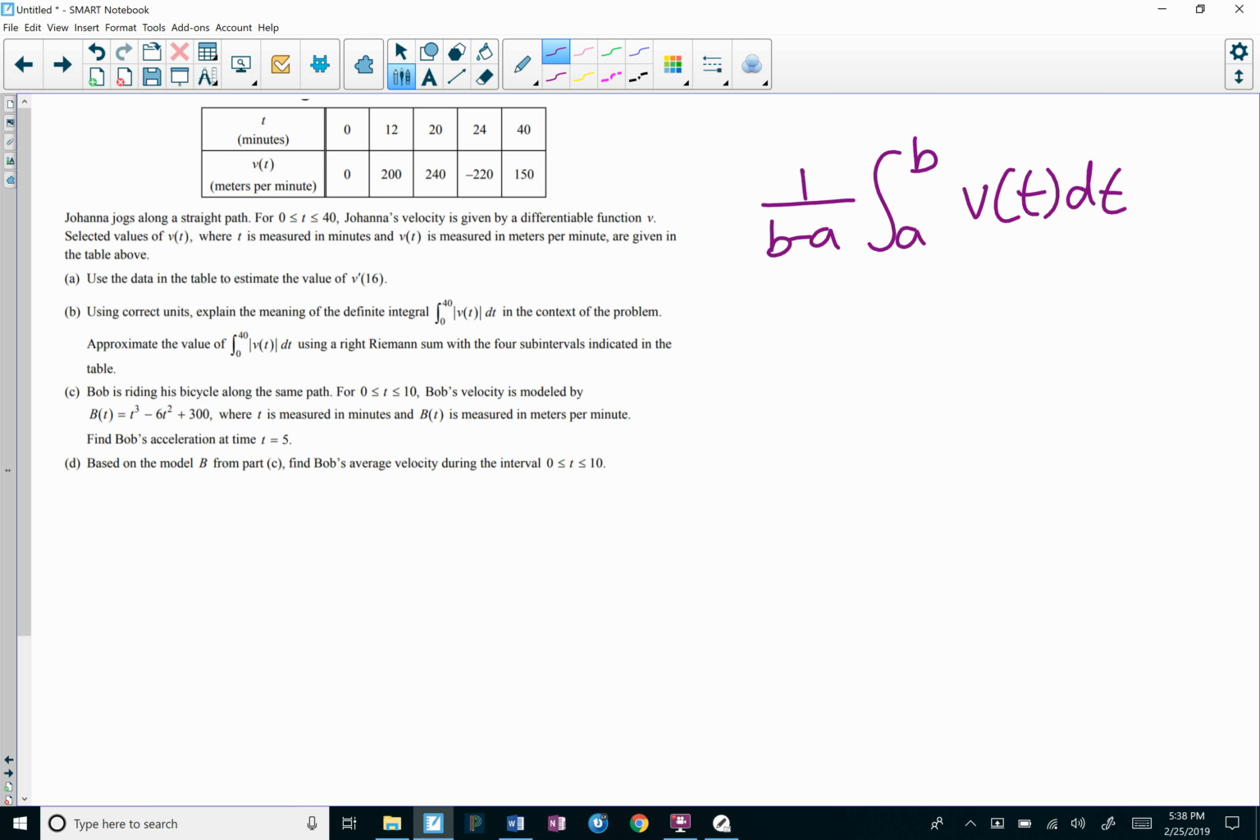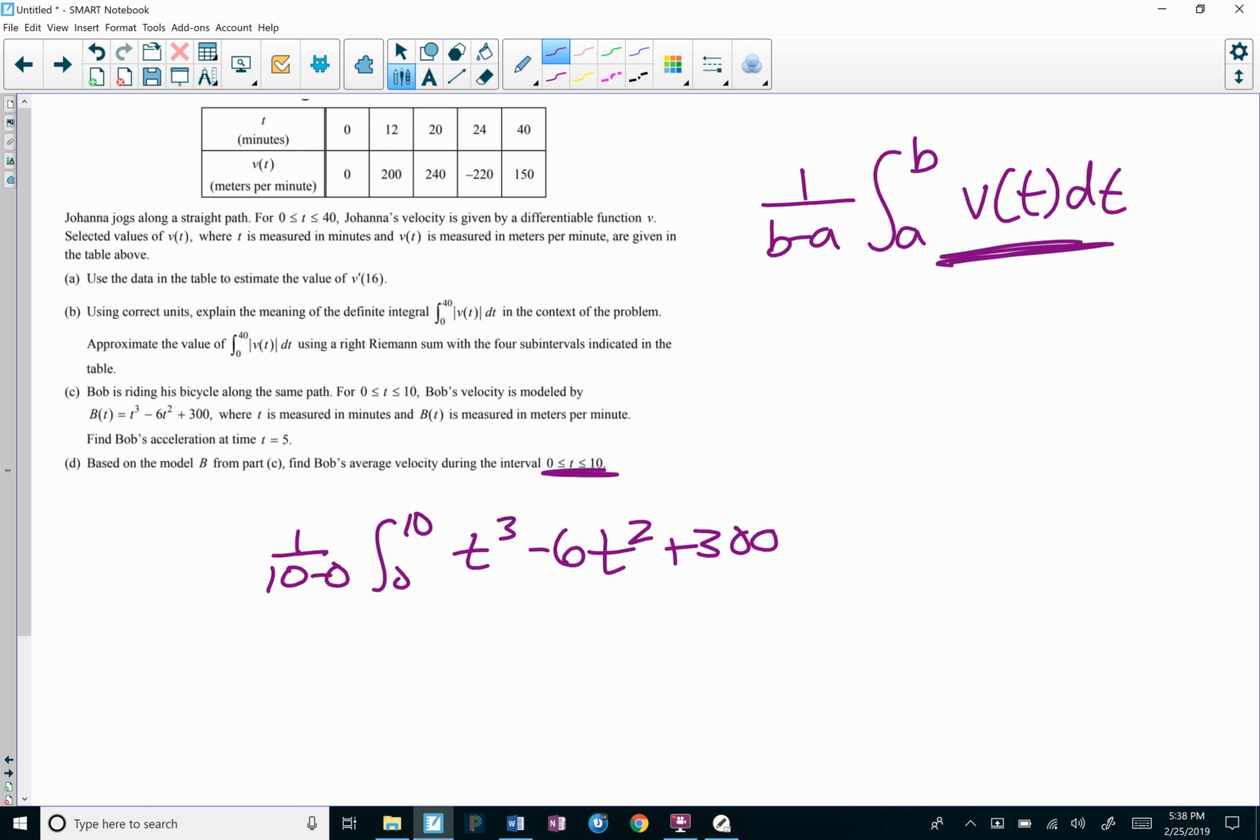Okay, now if you do the average rate of change, you get lucky on this one because what's the derivative of velocity? Well, position. It might be okay. So let's go ahead. We're on interval 0 to 10. I have 1 over 10 minus 0, integral from 0 to 10 of t cubed minus 6t squared plus 300 dt. Don't forget your dt.